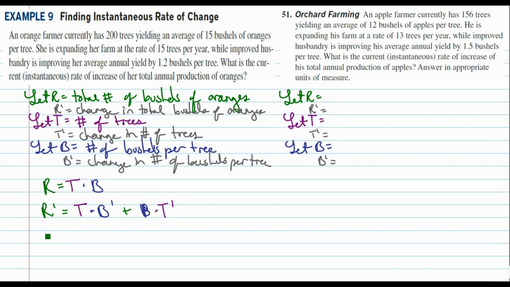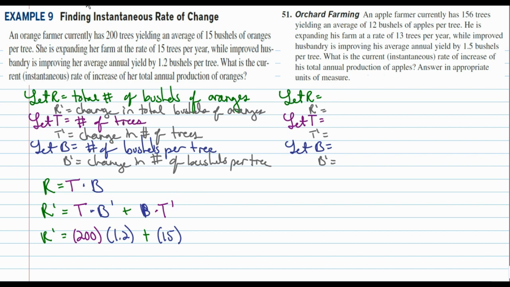Now I can plug in some numbers. R prime, which again we are solving for, means the change in total bushels of oranges, is going to be the number of trees. So she's got 200 trees times B prime. B prime is the change in bushels per tree. So that's 1.2. She's improving by 1.2 bushels per tree per year. Plus B, the number of bushels per tree, we said was 15.